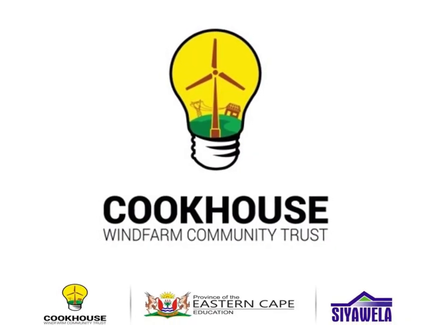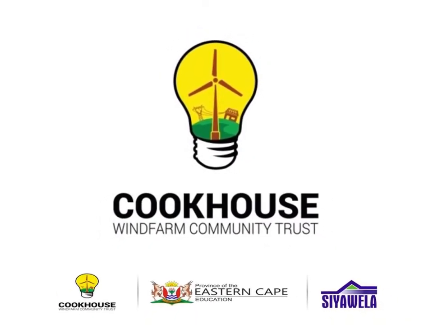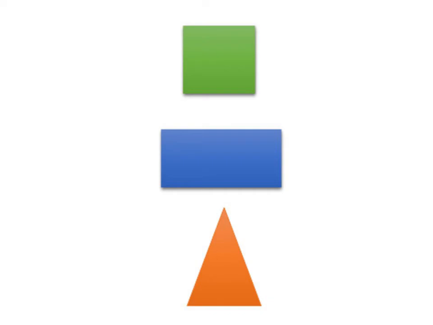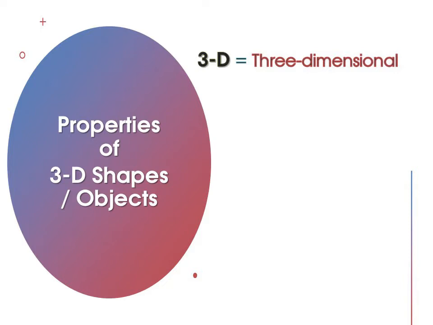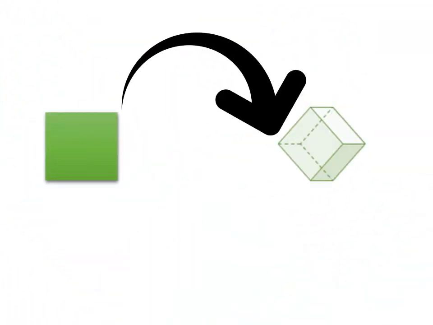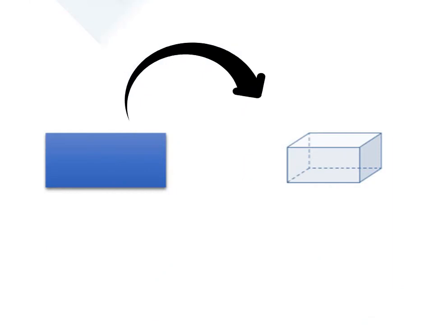Welcome to our video on how to teach properties of 3D objects. We are all familiar with the teaching of 2D shapes. We now need to consider ways of teaching 3D objects. Explain to learners that 3D means three-dimensional. For example, the square becomes a cube, the rectangle becomes a cuboid, and the triangle becomes a pyramid.